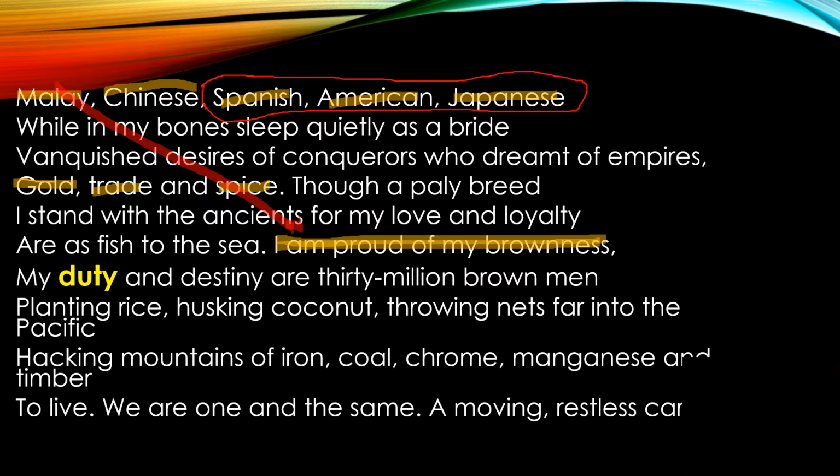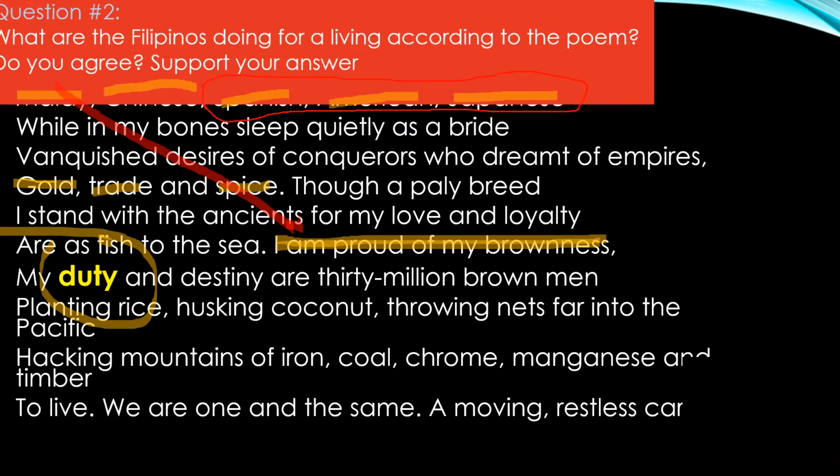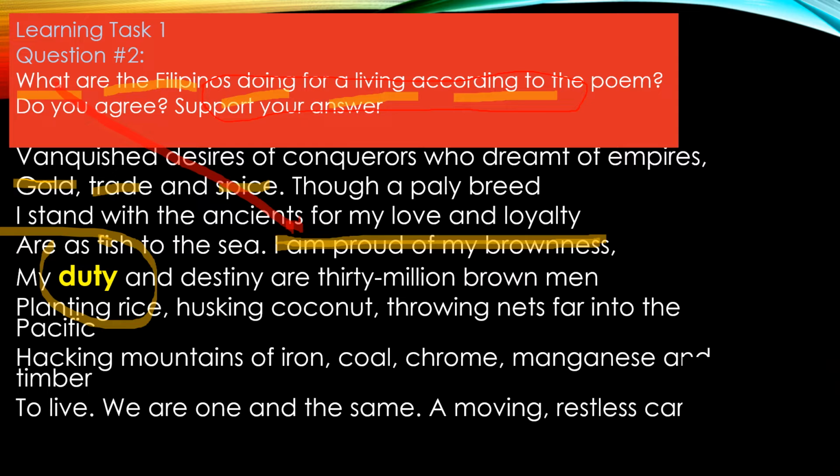Look at this word. Bakit kaya naka-highlight uli ang word na to? Duty. Because that will be your clue to answer the next question. And what is the next question? Question number 2. What are the Filipinos doing for a living according to the poem?